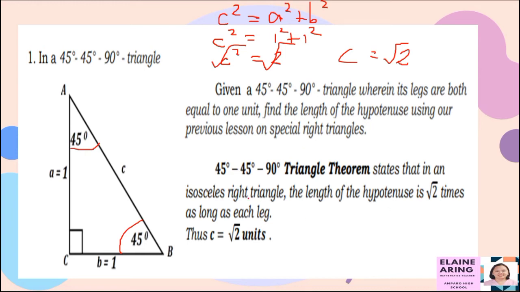Okay. So, ibig sabihin, kapag 45-45-90 triangle theorem, the length of the hypotenuse is square root of 2 times as long as each leg. So for example, kung ang given dito is 5, so automatic itong si B, 5 din, at si hypotenuse is 5 square root of 2. So ganun lang siya. Okay? Malinaw ba? Yun lang naman ang ibig sabihin ng 45, 45, 90 triangle theorem.